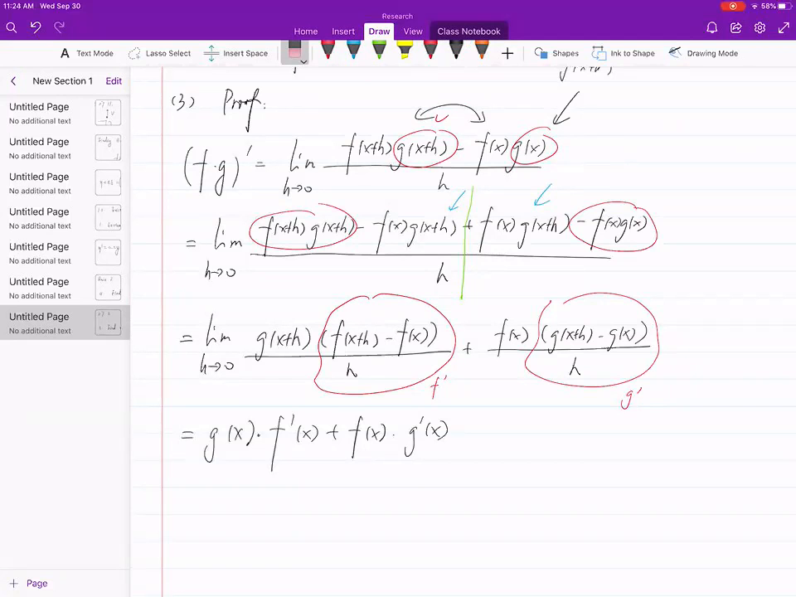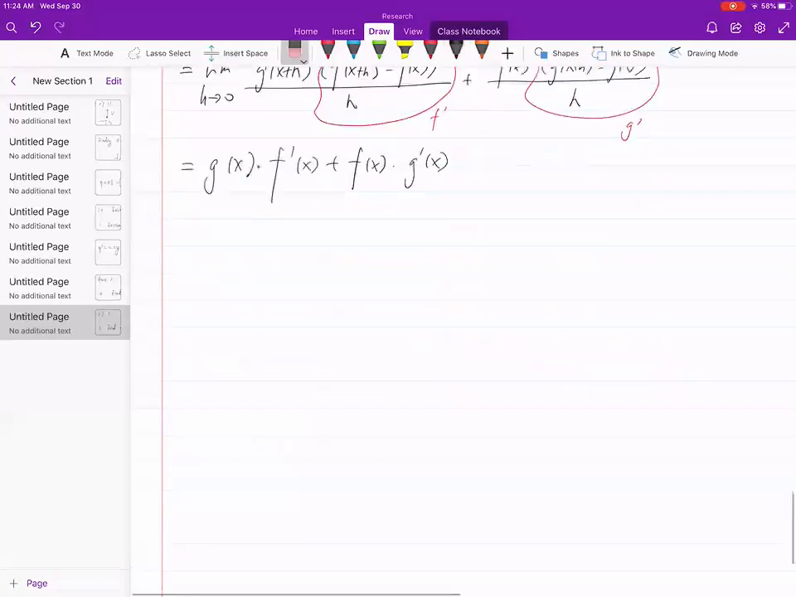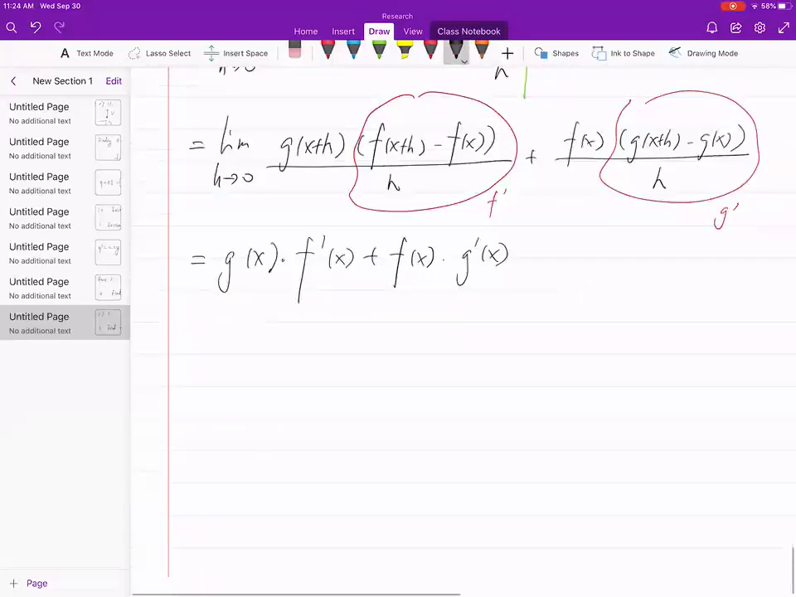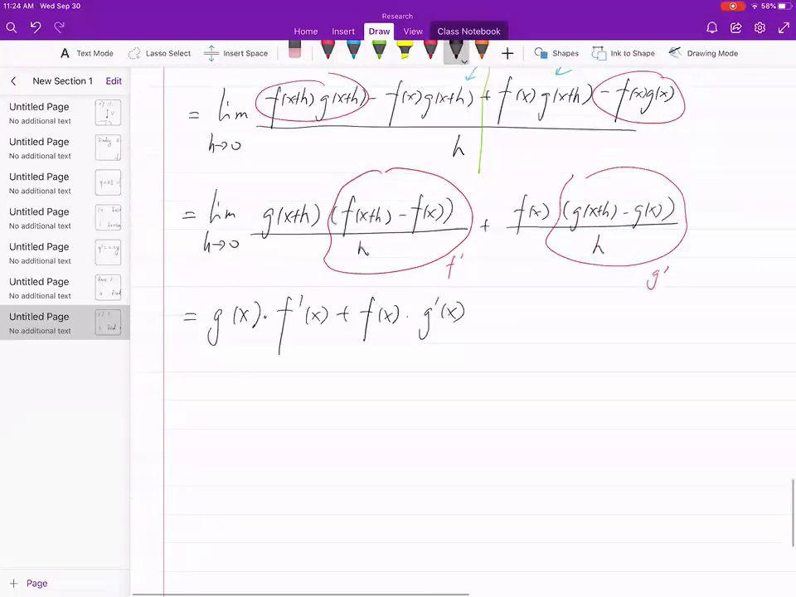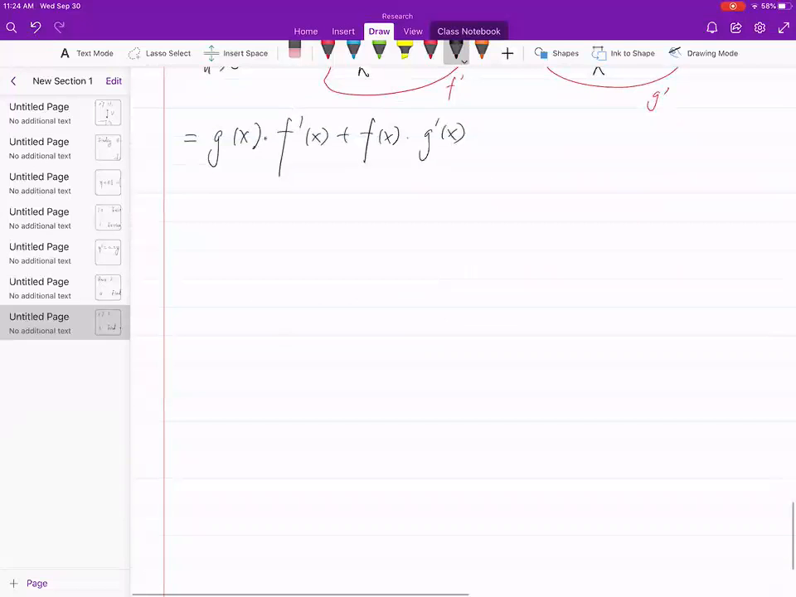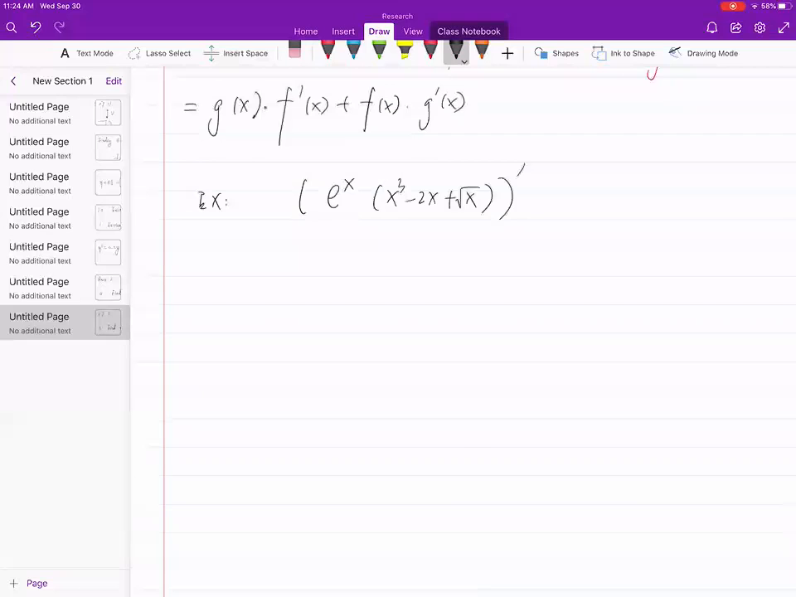Everything makes sense so far? We trust the formula now. Let's do some examples. Okay, example. Find the derivative of e to the x times (x cubed minus 2x plus square root of x). I do know the derivative of this. I do know the derivative of this. And it's a product.